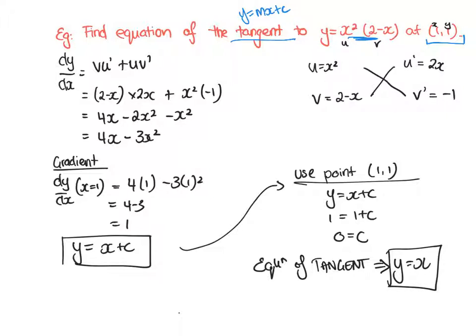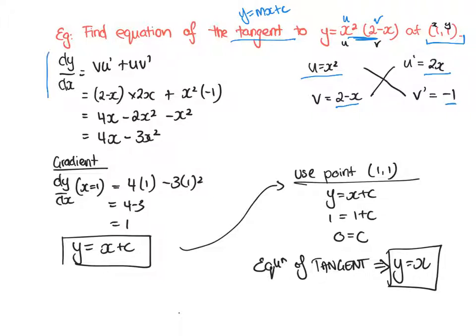Because we've got two functions, we've decided to call this u and that v. So you can see here, u, I'll find the derivative of u, which is 2 times x, 2x. Then I've got v, which is x minus 2, and the derivative of v would be just -1.